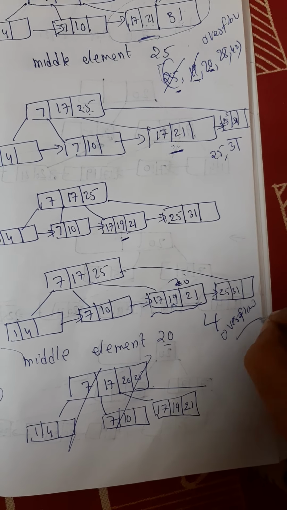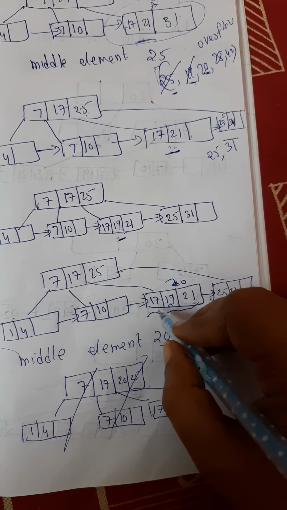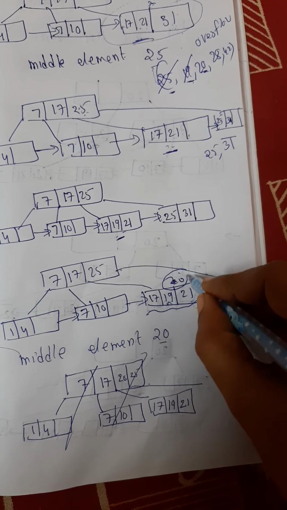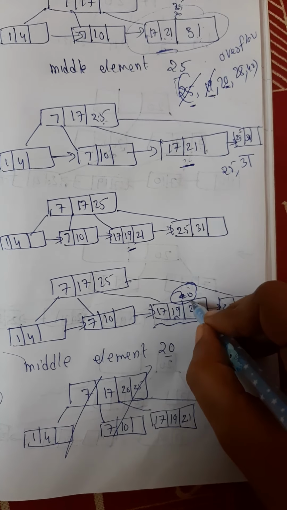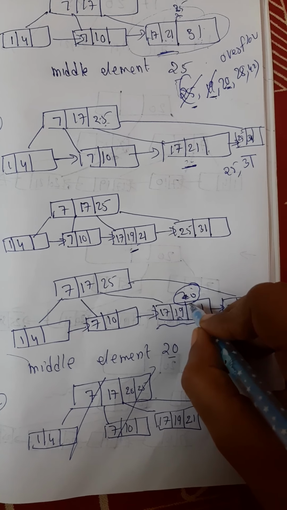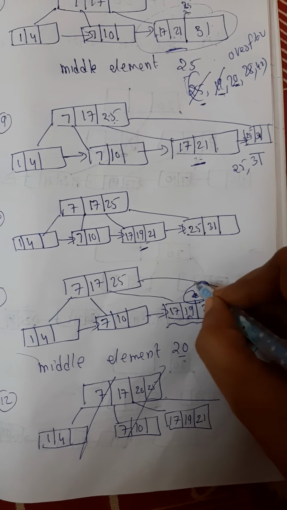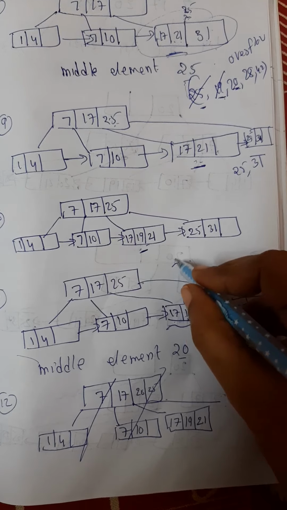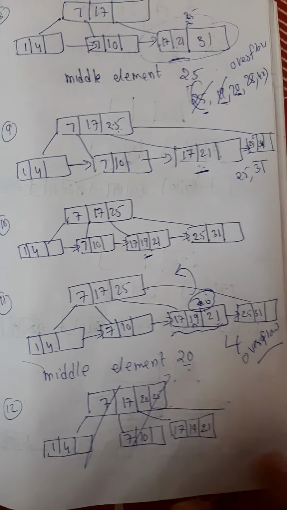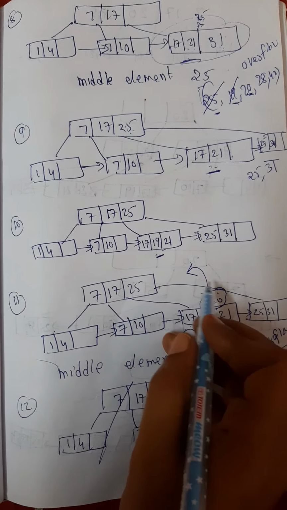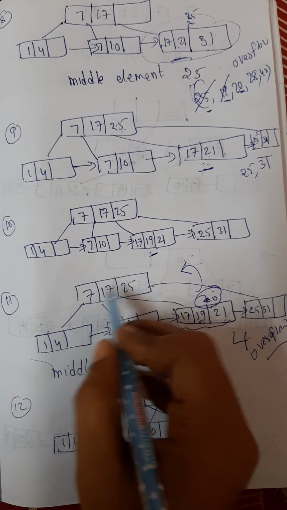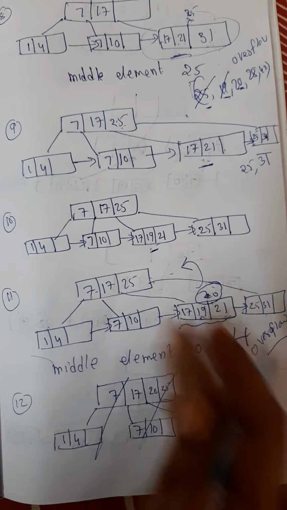Since it is an overflow case, we have to find the middle element. What is the middle element here? 20. So since 20 is the middle element, now you have to go for splitting. Splitting means this 20 should go one step up. When this 20 goes one step up, now what will happen? Here also you will get 4. Once again you have to go with the splitting.